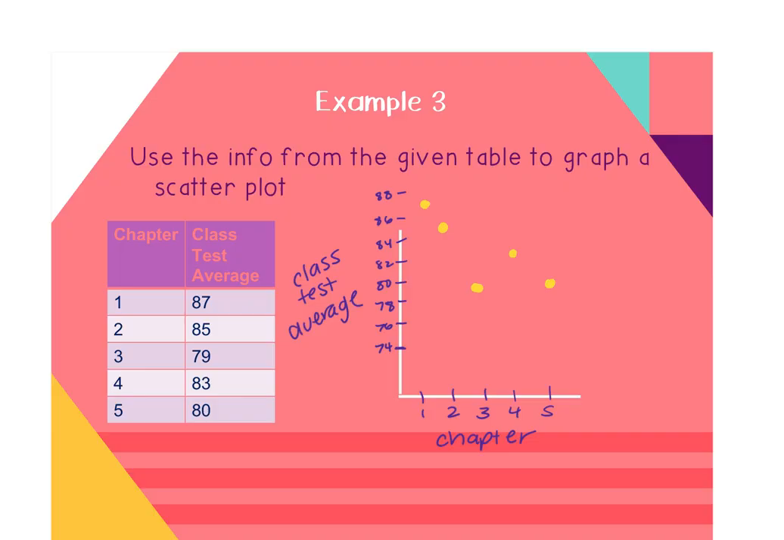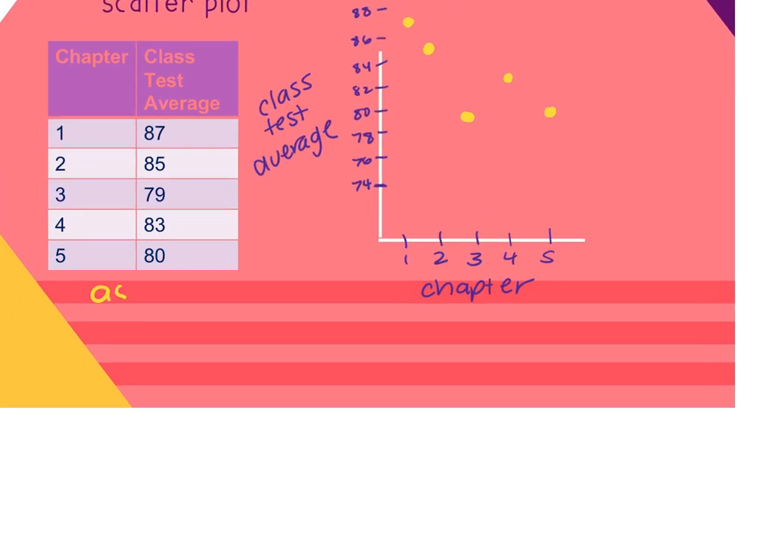So what's the overall pattern here? What happens to those dots? It decreases, not perfectly, like there's a dip at chapter 3. Maybe that's homecoming or maybe that's a really hard chapter, okay? But there's a dip in chapter 3, but the overall pattern is decreasing. So we would say as the chapter increases, or as the chapters increase, that doesn't matter, the test scores decrease.